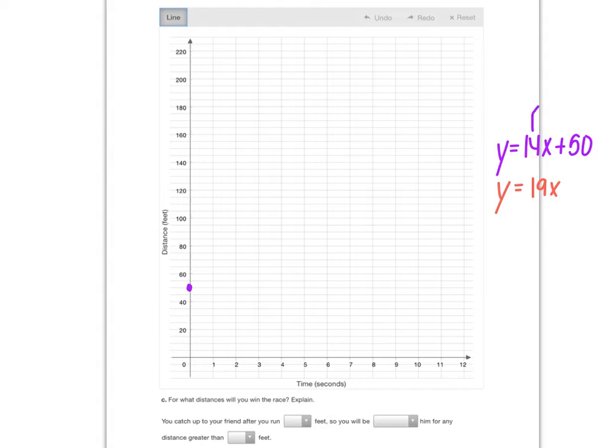So what we can do is modify this slope by multiplying 14 by 5 and 1 by 5. That means that moving 14 feet every 1 second is the same as moving 70 feet every 5 seconds. So if I add 70 to 50, I'm going to be at 120, 5 seconds later. So that's the point right there.